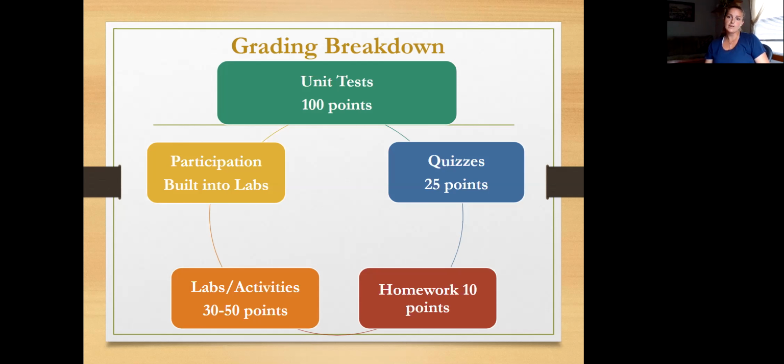Quizzes will be 25 points. They're also taken from the AP website, just giving your child more practice. My goal is to prepare them as best as possible for this exam at the end of the year. Homework is 10 points. Labs or project activities are 30 to 50 points, depending on the length of the lab or project activity. And then participation is built into all labs and projects.